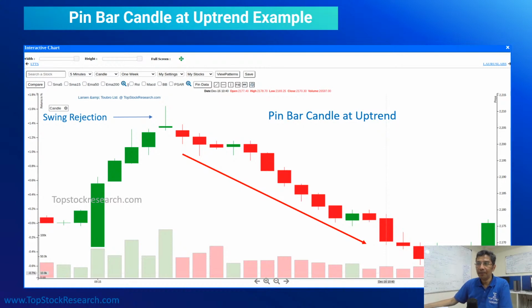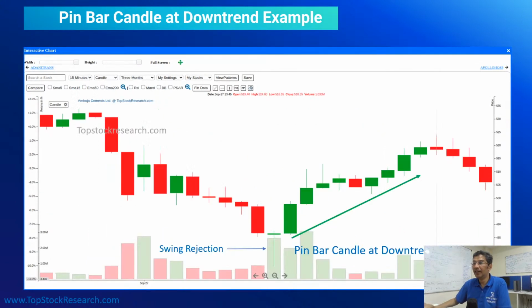This is an evening star pattern. Yes, sir, it is. Sort of like a morning star.